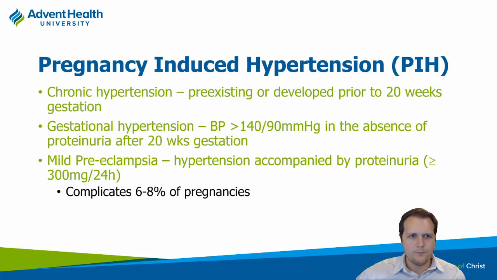So getting into pregnancy-induced hypertension, you're going to see that patients may have a pre-existing hypertension coming in, which may be a chronic issue, or they may develop gestational hypertension during the pregnancy itself. Not only this, but you can also see things like a lot of proteinuria associated with this blood pressure increase, which leads to preeclampsia and can complicate a fair number of pregnancies.